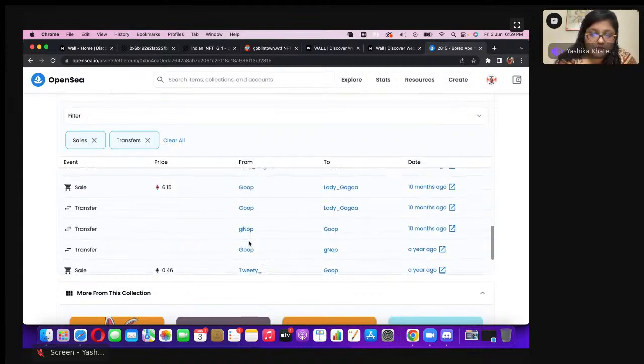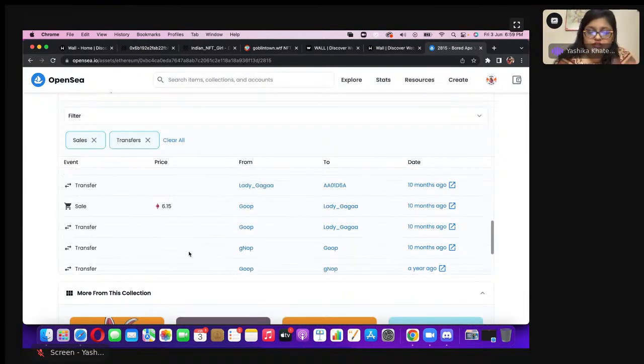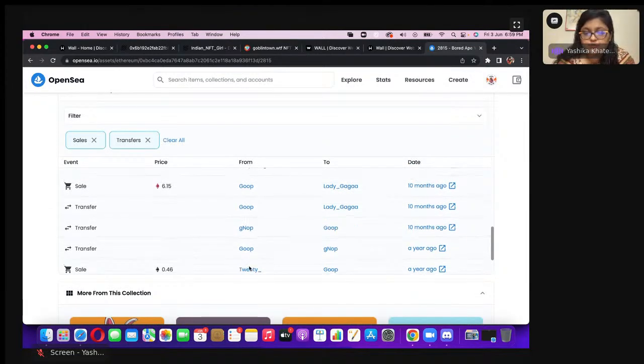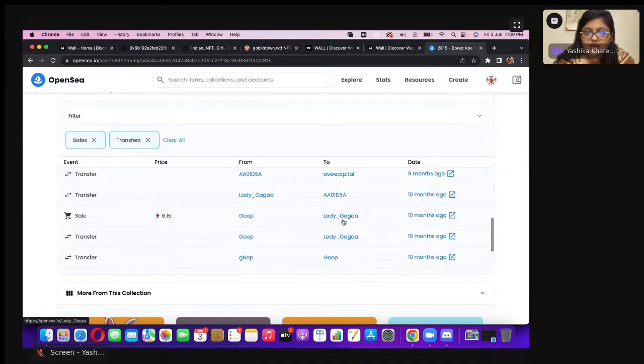And now what did Goop do? There was a bid for 6.15 ether. Now how can I say there was a bid? Because you can see there is a pink ether symbol here, which means that it was wrapped ether, so this person put it on auction. Goop put it on auction, and he got a bid from Lady Gaga for 6.15 ether. At that time Goop felt that okay, I need money and 6.15 looks like a good amount, let me accept this bid. And he accepted the bid, so for 6.15 ether it went to Lady Gaga.